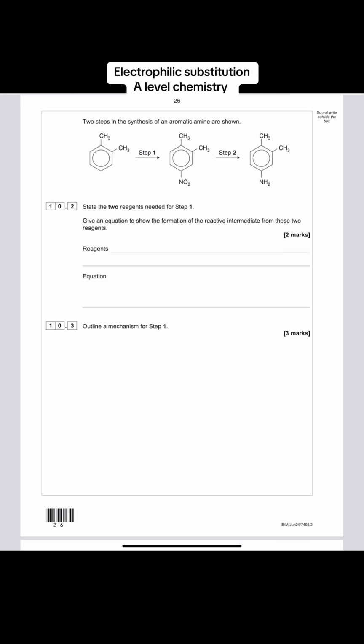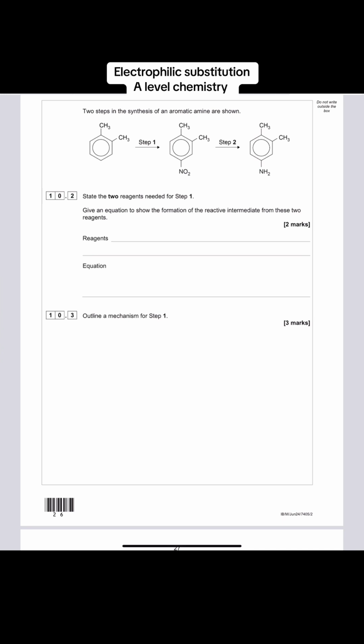In this question, they give you a two-step mechanism for the synthesis of an aromatic amine, which is shown here. Two steps. The first step is the nitration step. The second step is the reduction step for the nitro into the amino group. So the first question, they ask you to state the two reagents needed for step 1. Step 1 is the nitration step, and in the nitration, to form the electrophile, we need to use sulfuric acid and nitric acid. So H2SO4 and HNO3. These are the two reagents.